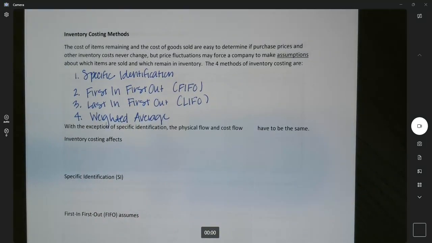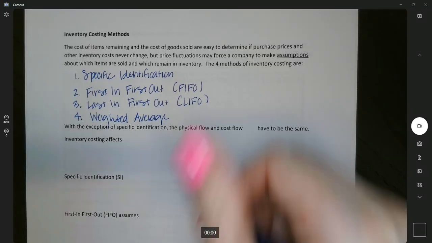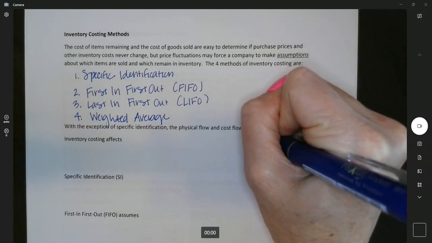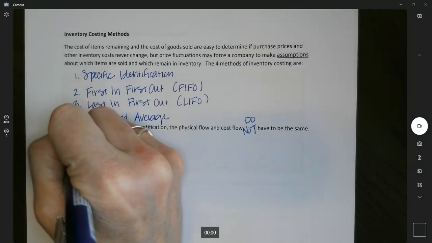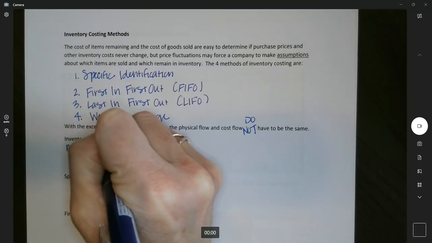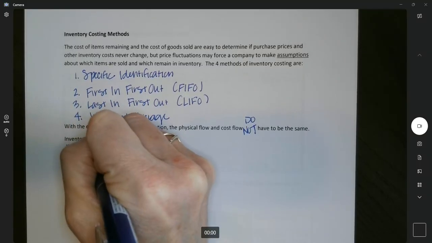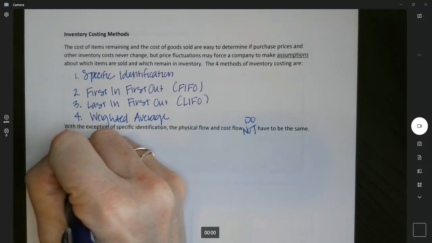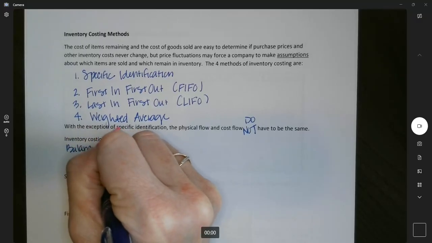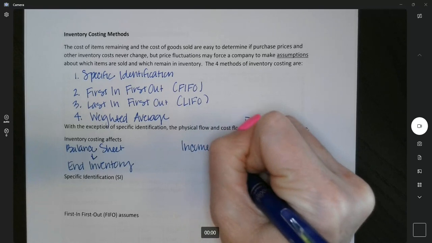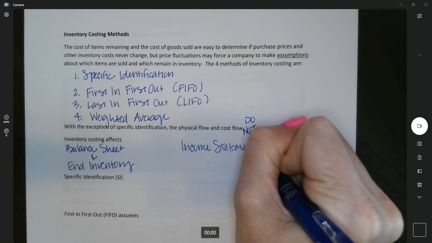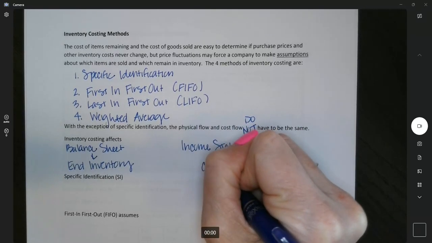With the exception of specific identification, the physical flow and cost flow do not have to be the same. And our inventory costing is going to affect two places: balance sheet ending inventory, and income statement cost of goods sold.